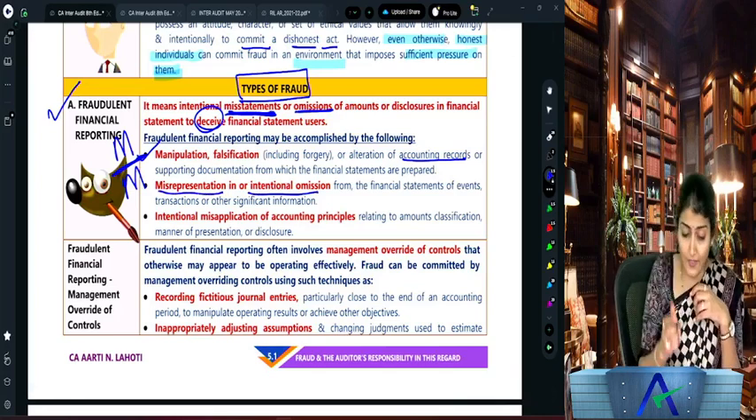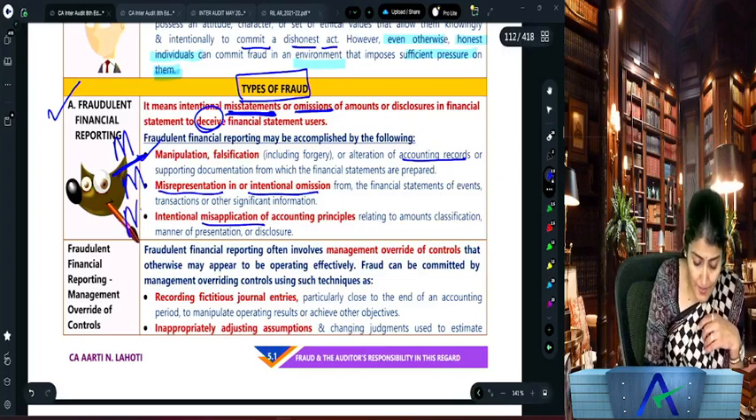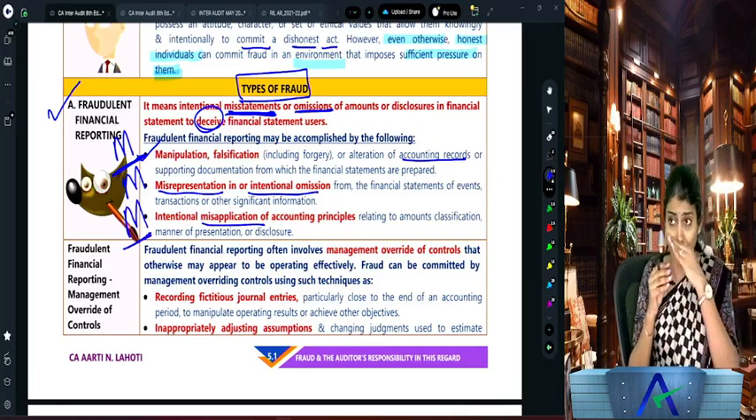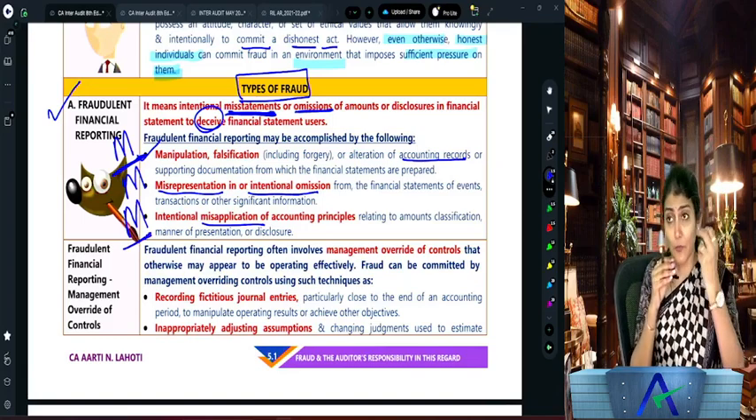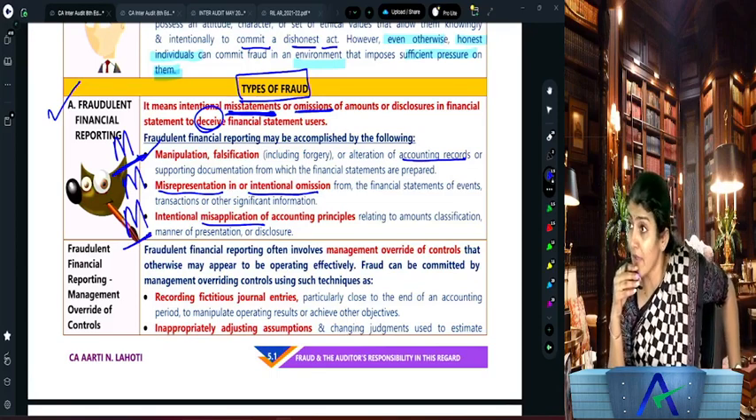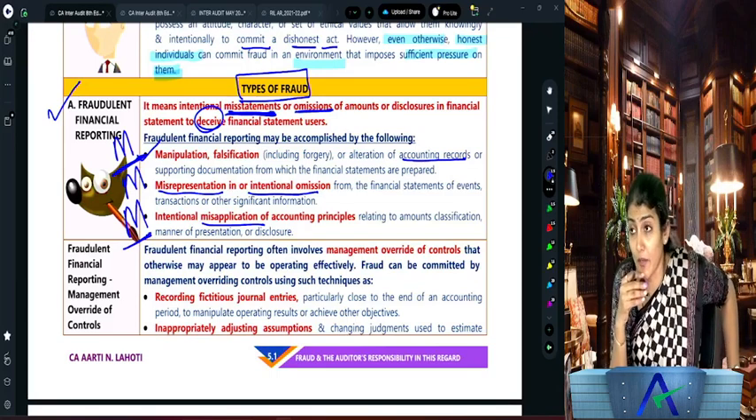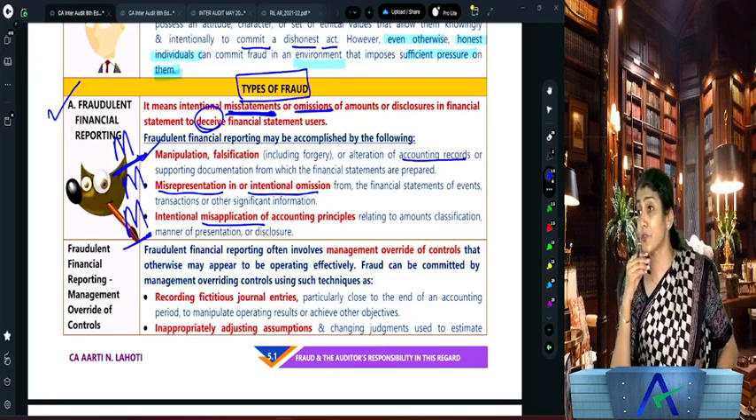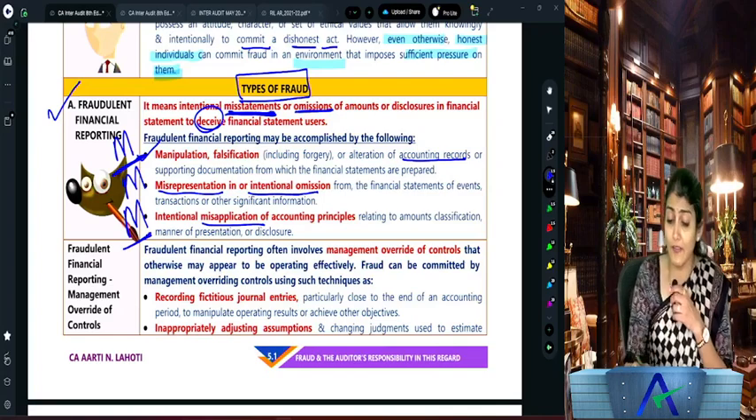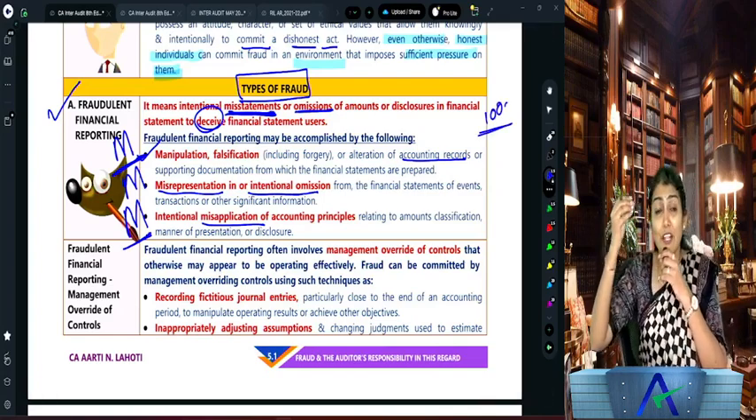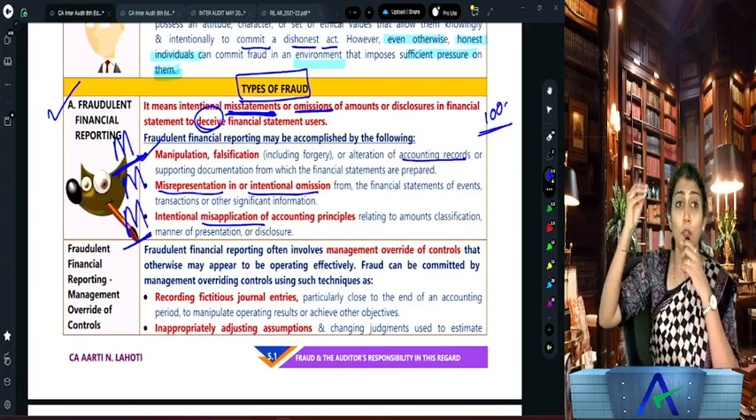Third one, intentional misapplication of the accounting principles. What is the accounting principle? Cost or NRV, whichever is lower. If cost is 100, NRV is 2. At what price I should show it? 2 rupees. At what price I have shown it? 100 rupees. I have done an intentional misapplication of the accounting principle.